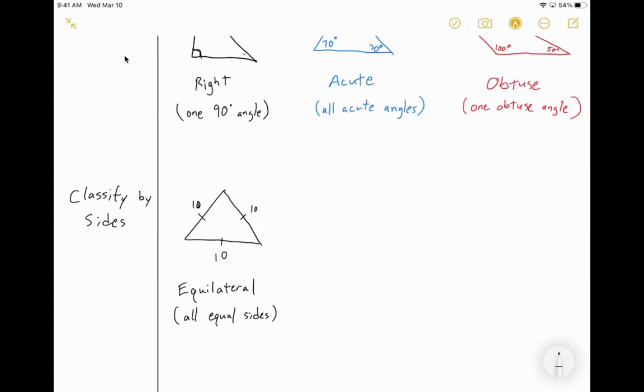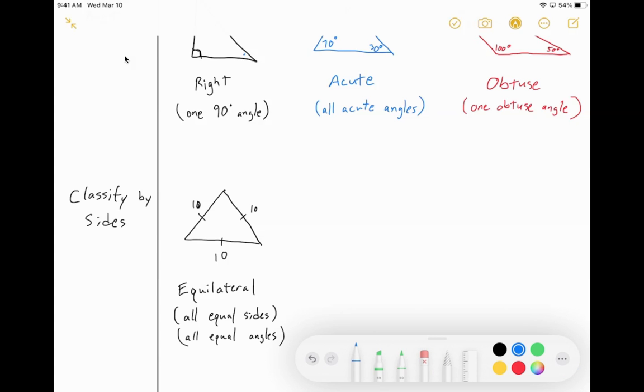All the sides are equal. And also, all the angles are equal as well. Okay. And the angles, if they're all equal, they actually all have to be 60.